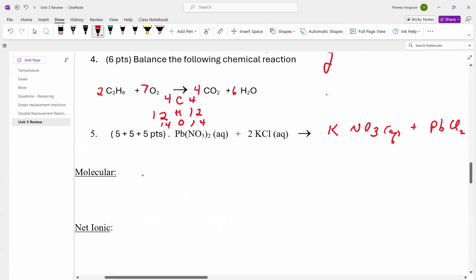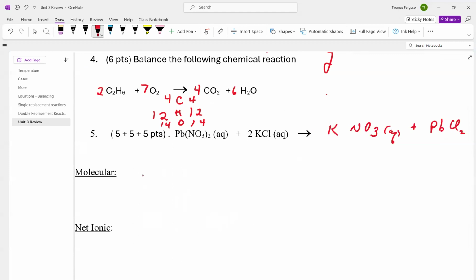Now the lead forms a +2 charge. That means we have to have 2 chlorines, -1 apiece. So I have to have 2 of them. Okay, potassium's +1, nitrate is -1. Okay, so is it balanced?